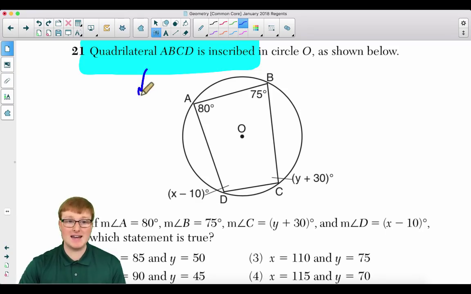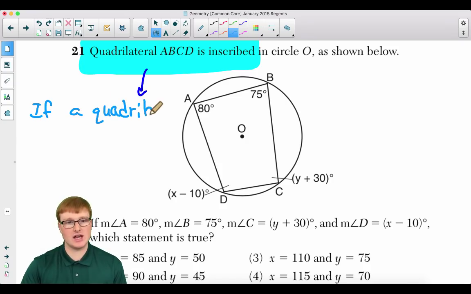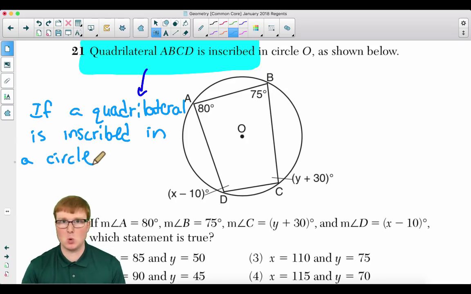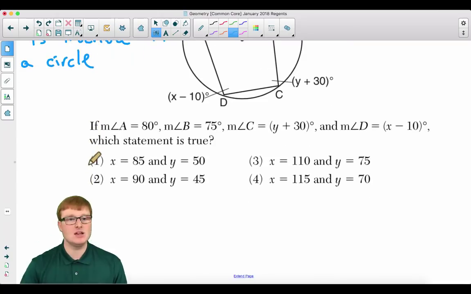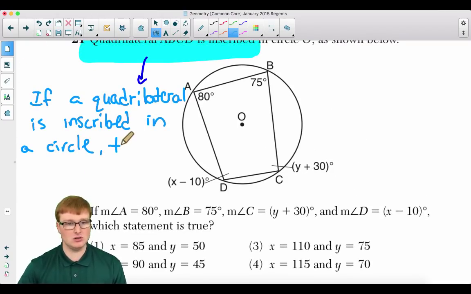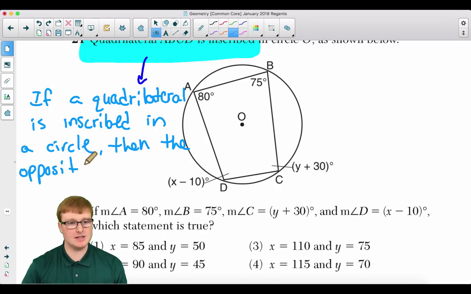You should know by now this theorem. Here we go. If a quadrilateral, meaning any four-sided figure, is fully inscribed in a circle, that means that every single vertex point of the quadrilateral is actually intersecting somewhere on that circle. So if it is inscribed in a circle, then the opposite angles are in fact supplementary to each other.